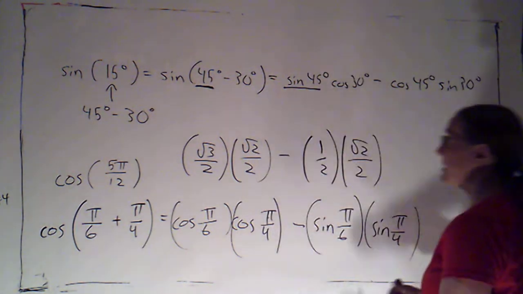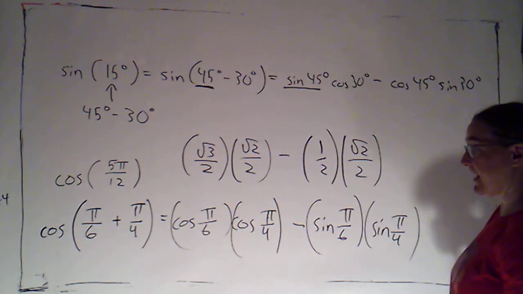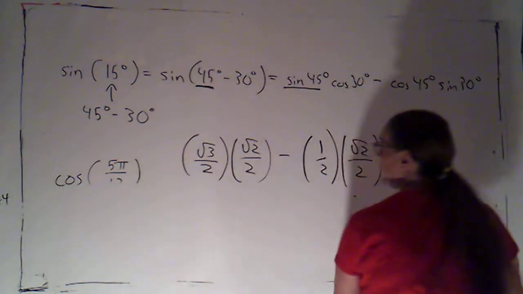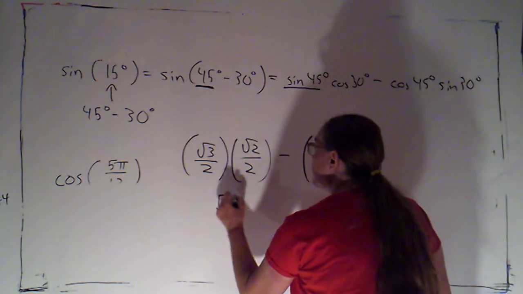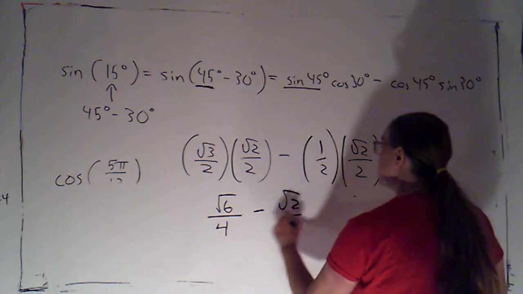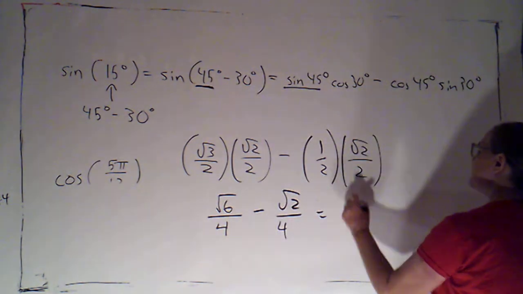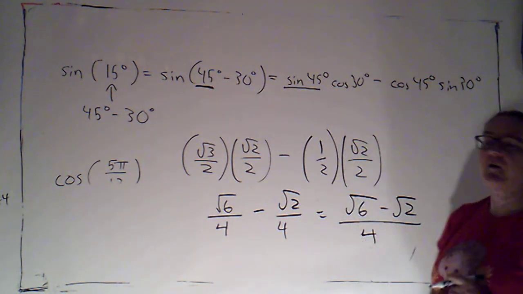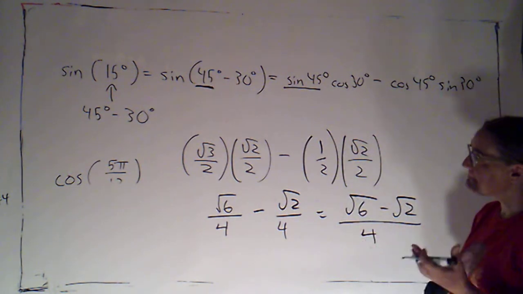Now again, I'm going to need to simplify this. So let me just clear some space. That becomes root 6 over 4 minus root 2 over 4. So that's root 6 minus root 2 all over 4. Excellent.